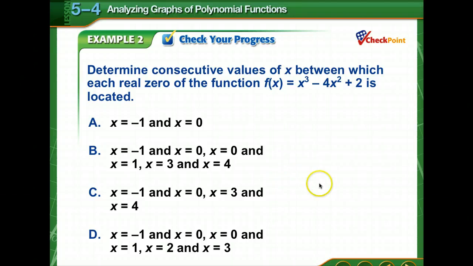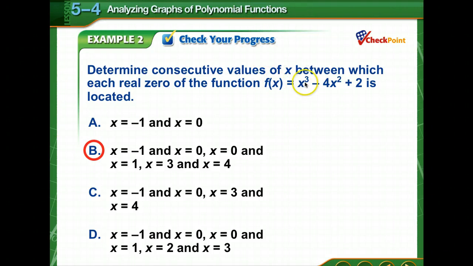Okay, time for you to check your progress. Determine the consecutive values of x between which each real zero of the function is located. Now what I did is I entered this function in my graphing calculator, and I go to my table and I study the table of values to see where the zeros are. You can pause for a moment, then come back and check your answer.